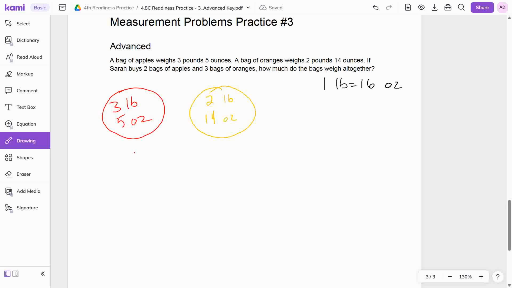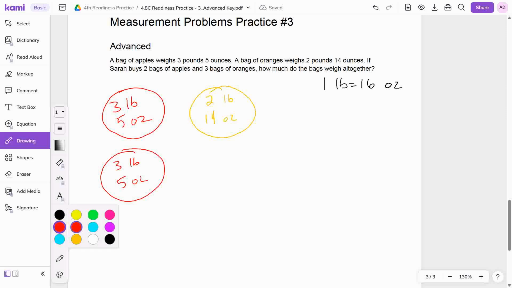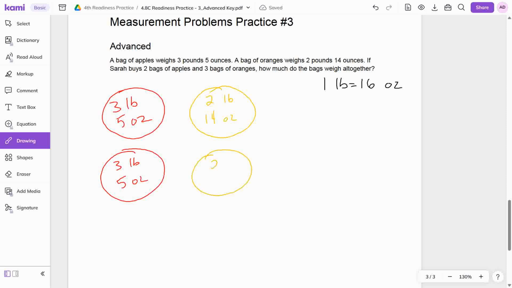let's do another bag of apples. So I've got 3 pounds, 5 ounces, and then I've got 2 more bags of oranges. So another 2 pounds, 14 ounces, and then another 2 pounds, 14 ounces. All right, so it seems pretty simple until we start trying to add all of these ounces, and we're going to realize we've got a lot of ounces.